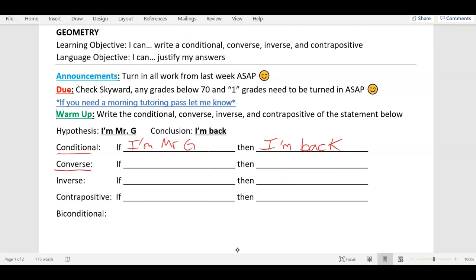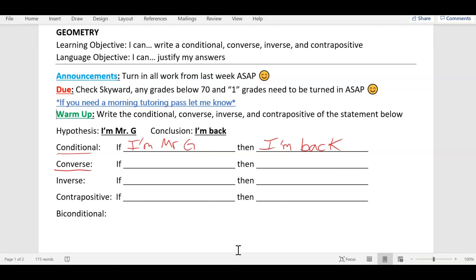The thing you're using your imagination about is that when you tie your Converse shoes, you switch the laces until you tie them up. Well, that's what you're going to do. When you see converse, you just take this and switch them. Take I'm Mr. G, take I'm back, and switch the order. What's my new sentence going to be? If I'm back, then I'm Mr. G. Let's write that down.